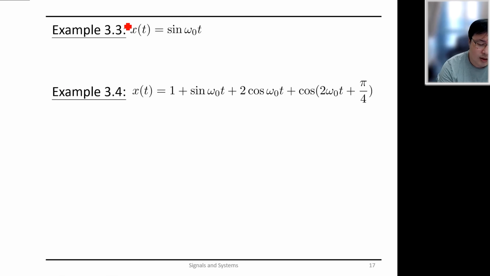For example, in example 3.3, we have x of t equal to sine omega naught t. Directly by Euler's relation, you can write this as 1 over 2j e to the j omega naught t minus 1 over 2j e to the minus j omega naught t.